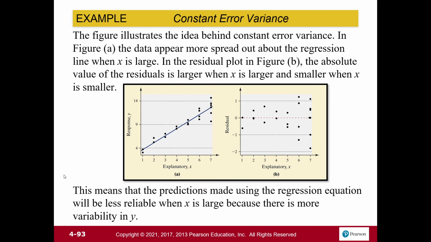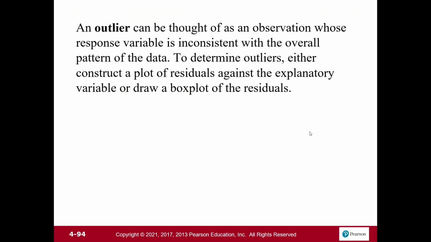And this means that the predictions made using the regression equation will be less reliable when x is large because there is more variability in y. Another issue is outliers. Outliers are always issues when you want to make predictions. They're the exceptional case. Usually they're due to error, but there are cases where they're simply exceptional.